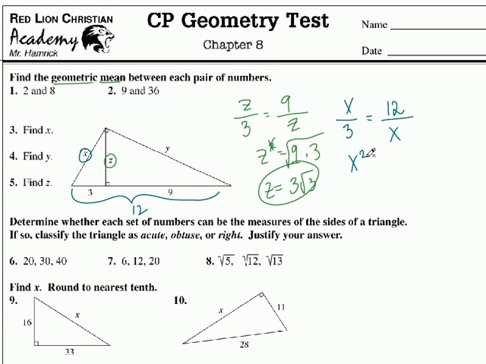Now watch this. X squared equals 36, and I know what the square root of 36 is. It's just what? 6. Just like that. It's easy, isn't it?